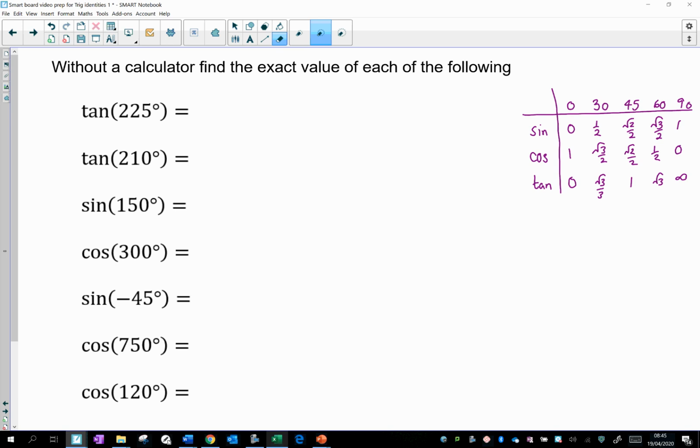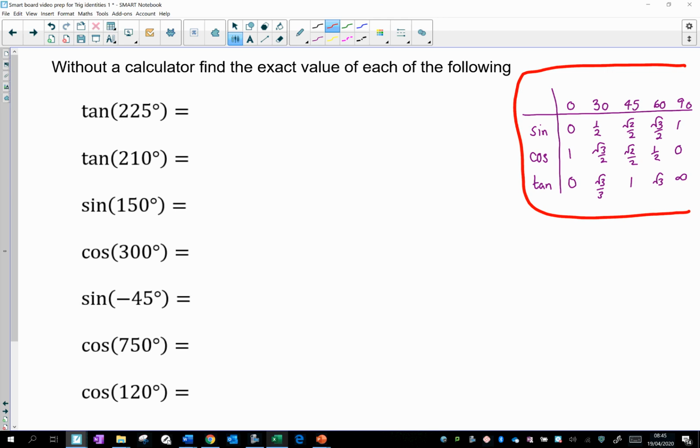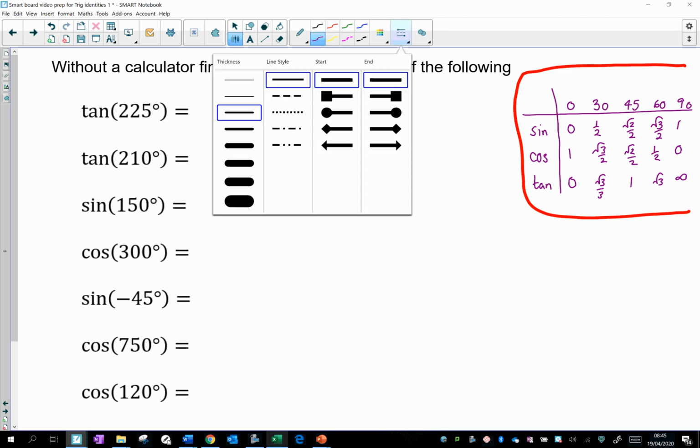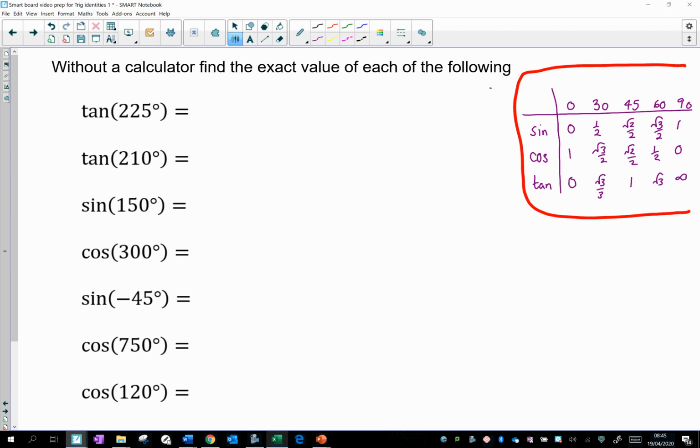We're now going to use the CAST diagram to work out, without a calculator, the sines, cosines, and tangents of lots of angles which are not between 0 and 90. In order to do that, when you do these questions in exercise 10A and exercise 10B, it's a very good idea to have in front of you, just draw it out, the little table that shows you how to find the sine, cosine, and tangent of 0, 30, 45, 60, and 90. So let's have a look at how it works.